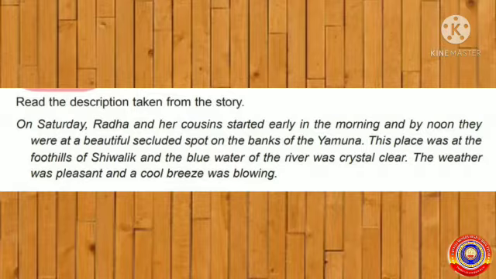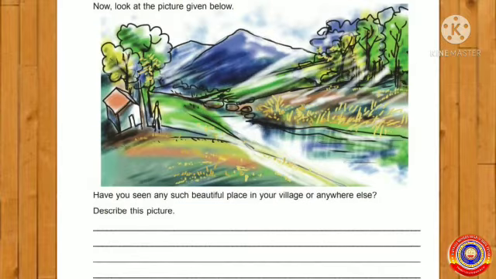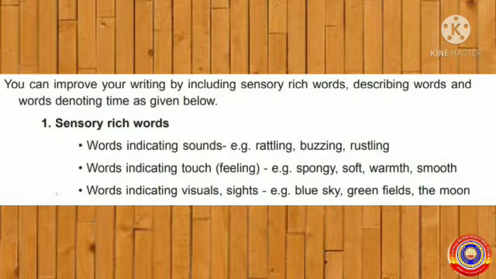Here is a description about the banks of the Yamuna. Did you read it? Now look at the picture given below. Students, can you see the picture? Yes. Have you seen any such beautiful place in your village or anywhere else? Describe this picture. Students, a beautiful picture is given here, so you have to describe this picture. You can improve your writing by including sensory-rich words, describing words, and words denoting time as given below. So, when you are writing a description, you can include sensory-rich words, describing words, and words denoting time.